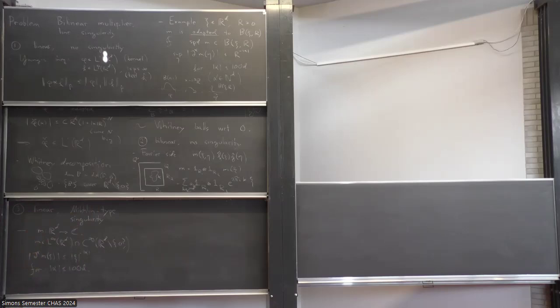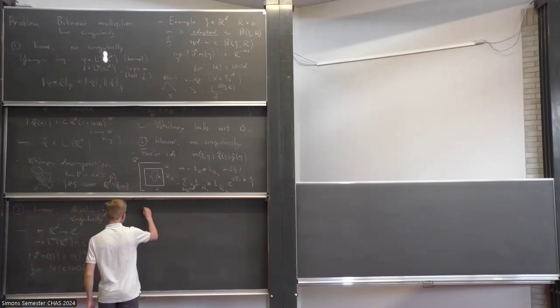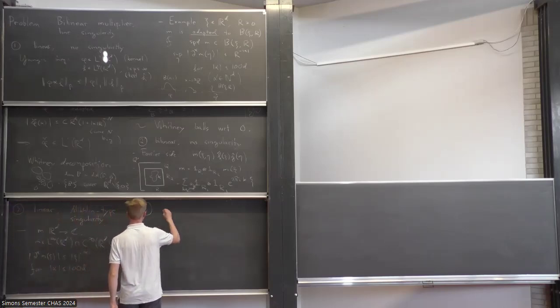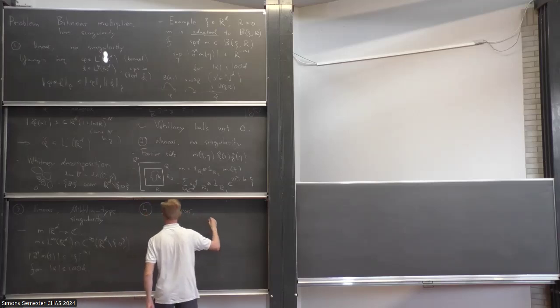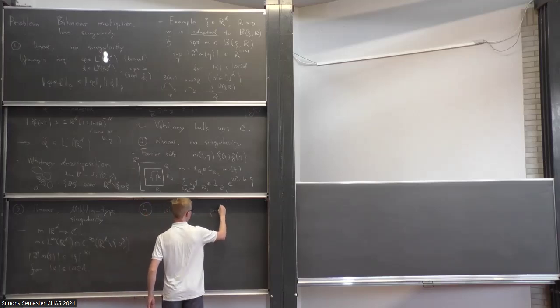Okay, so this is all we want to say about Mikhlin-type multipliers. And then we finally get to the topic of today. So we have a bilinear setting, and we have a point singularity.